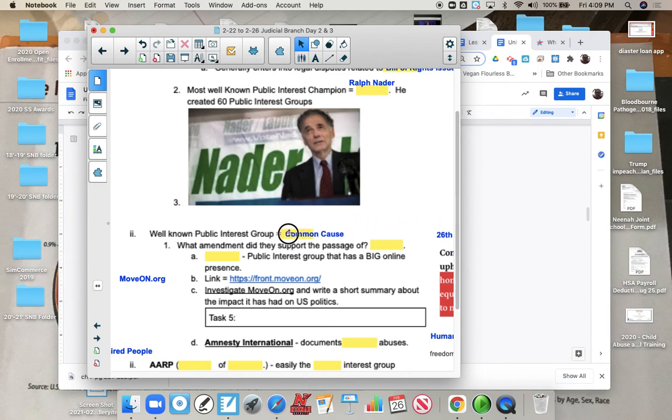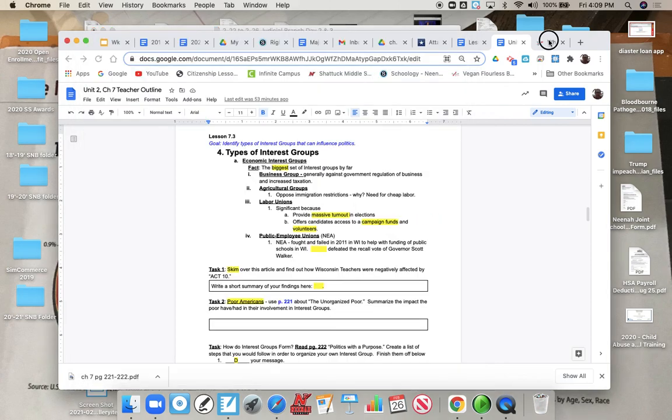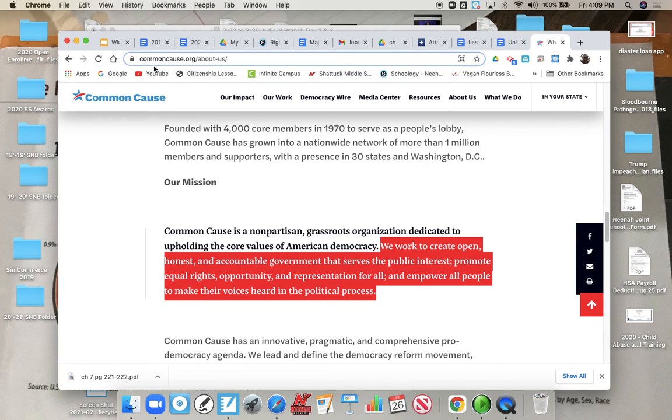Now let's talk about the most well-known public interest group. It is called Common Cause. I just want to give you a little background information on Common Cause. You can find more at commoncause.org. Common Cause is nonpartisan. That means they are not politically matched to the Democrats or Republicans.